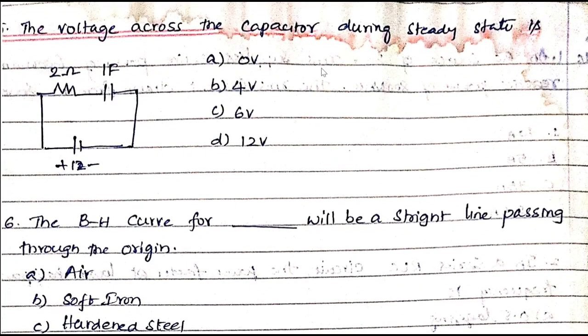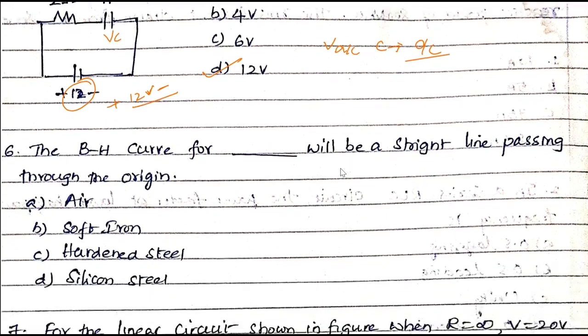The voltage across a capacitor during the steady state. So we know that the voltage across a capacitor during the steady state means that the capacitor acts as an open circuit. So whatever voltage we apply, 12 volts here, plus or minus 12 volts, the same voltage will appear across the capacitor. So it becomes 12 volts here, open circuited, no current will flow.